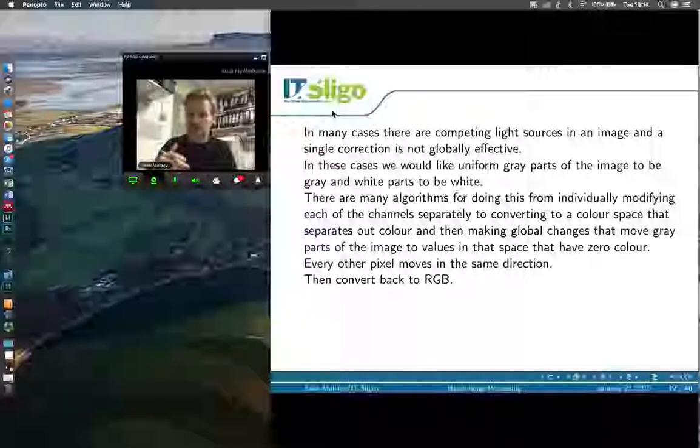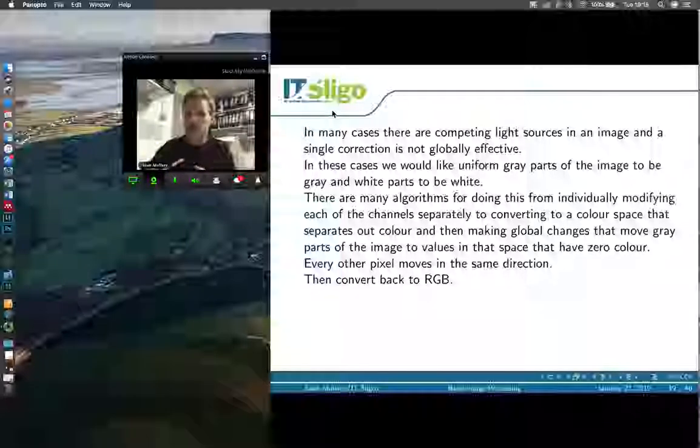But the other thing is that if we're dealing with a computer vision algorithm which has to make a decision about what it's seeing, and if it makes that decision based on a colour, we could send it in the wrong direction if it's got the wrong information, if we haven't done that correction. So in these cases, we'd like uniform grey parts of the image to be grey and white parts to be white. And there are many algorithms for doing this, from individually modifying each of the channels separately to converting to a colour space that separates out the colour, and then making global changes that move the grey parts of the image to values in that space that have zero colour.